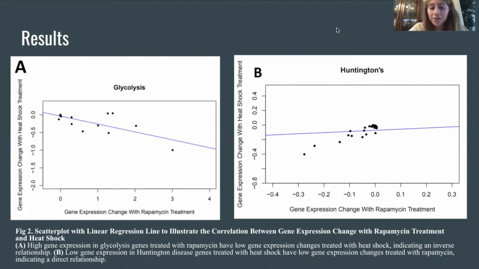Another group of S. cerevisiae genes were independently downregulated by both rapamycin and heat shock treatments, and they were found to be human homologs of the Huntington's disease pathway.